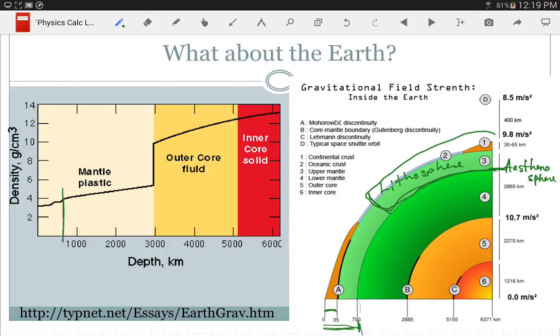So the lithosphere is the part that actually moves. The tectonic plates are made of the lithosphere. So it's the upper mantle and the crust that makes up the lithosphere. Then down here, it's very uniform in the mantle, just getting hotter and hotter until you get to the molten core. So here's the molten core, and then you finally get to the solid core.